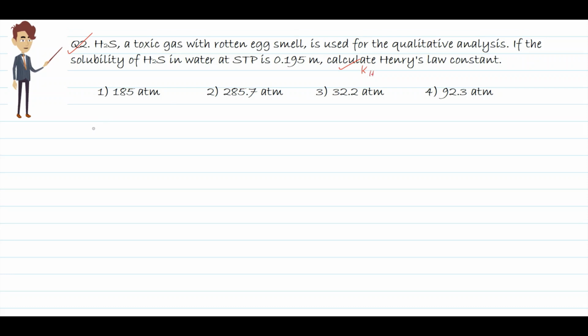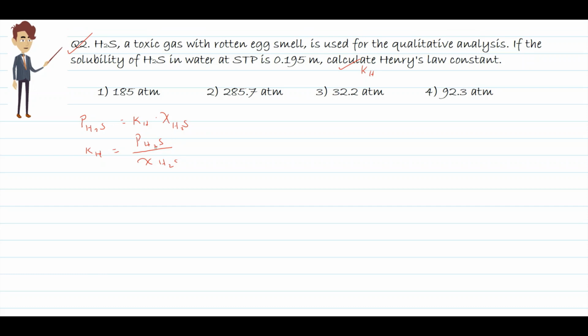What is Henry's law equation? Partial pressure of the gas, here hydrogen sulfide gas, is equal to Henry's law constant into mole fraction of the gas. So partial pressure of hydrogen sulfide is equal to kH into mole fraction of hydrogen sulfide. Rearranging we get Henry's law constant kH equal to partial pressure of hydrogen sulfide divided by mole fraction of hydrogen sulfide.